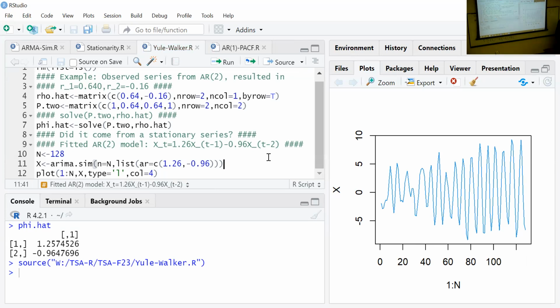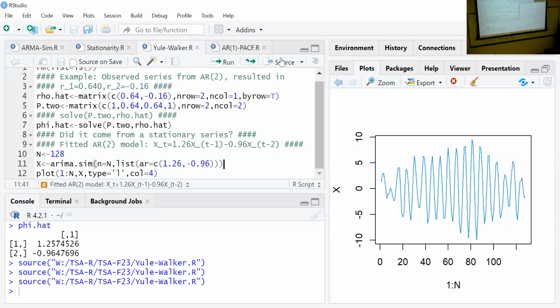If I simulate, by simulate, I mean if I run it one more time, am I going to get the same series? No. I didn't set a seed. So something different.